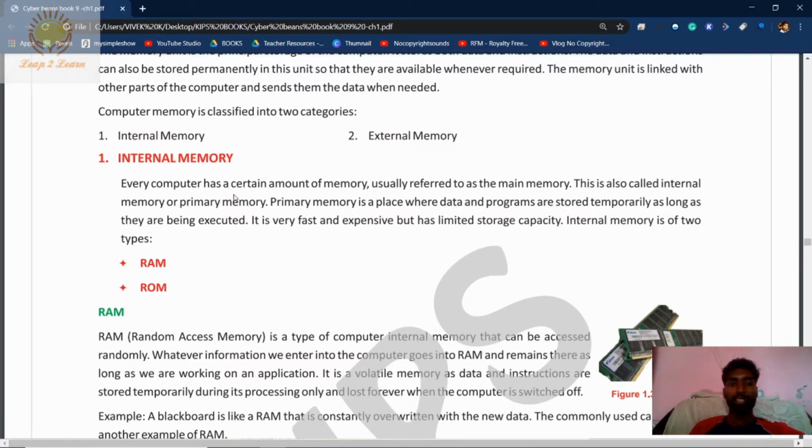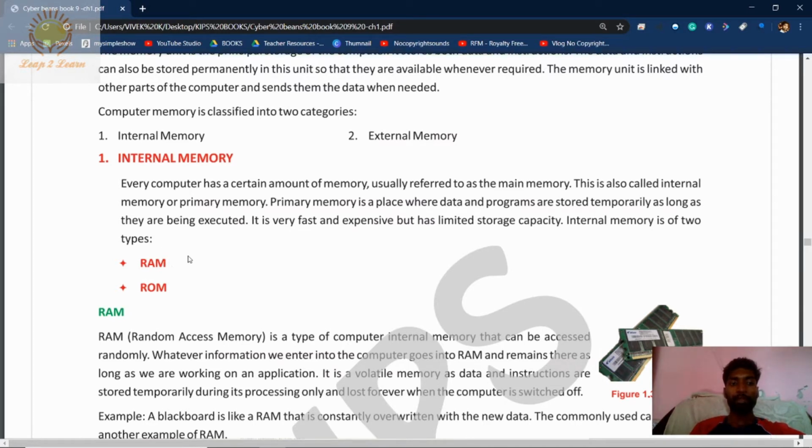In our previous class, we learned RAM and its types. Today, we are going to learn about ROM and its types. First of all, RAM is random access memory. It is a temporary storage, and we can make modifications to the documents which are stored in RAM.